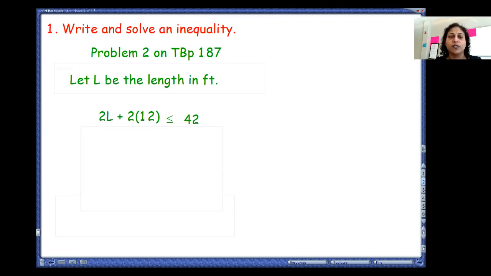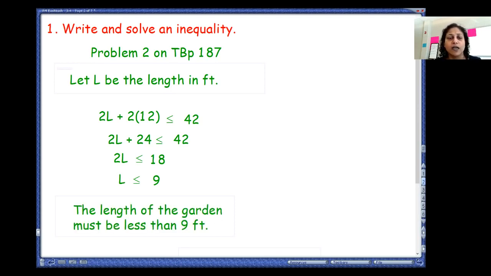So since perimeter has to be less than 42 or at most 42, 2L plus 2W is going to be 42. And you solve just like an equation. You multiply, you remove the constant, and you get your answer as L is less than or equal to 9. So you're going to answer in a sentence, and the sentence will say that the length of the garden must be less than 9 feet. We did some of this practice in class earlier.